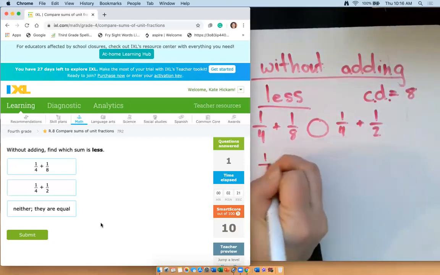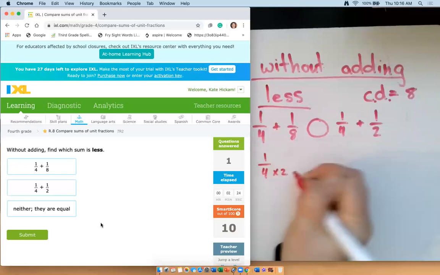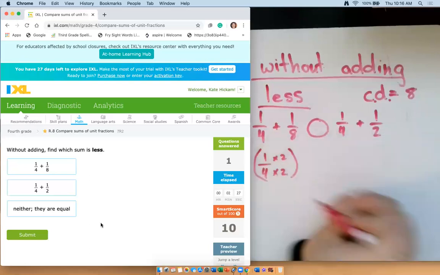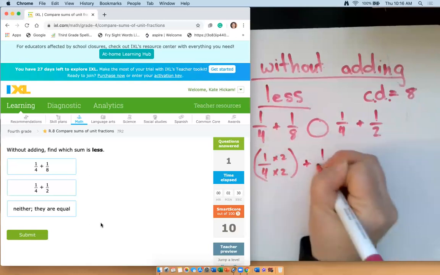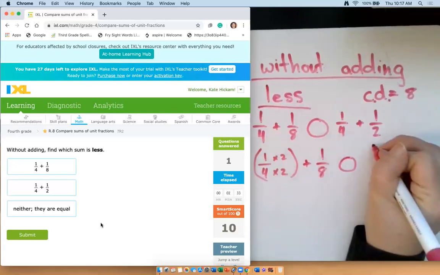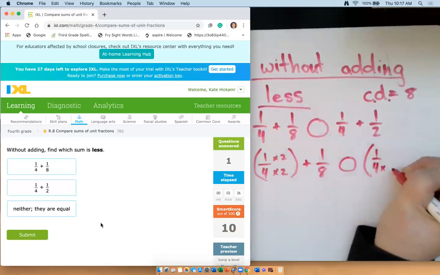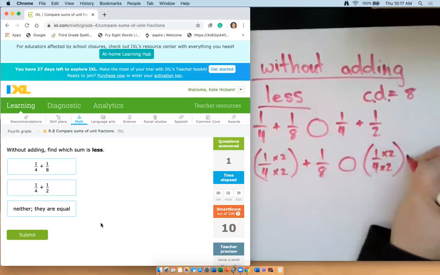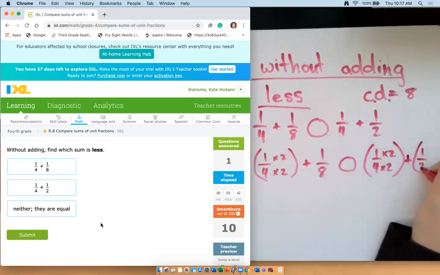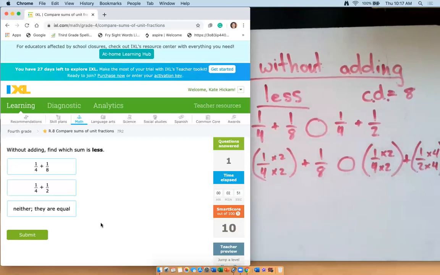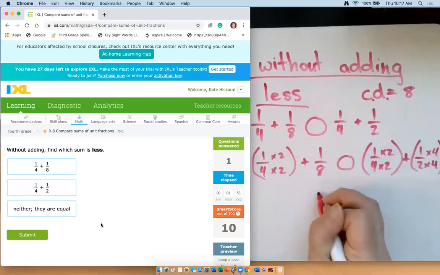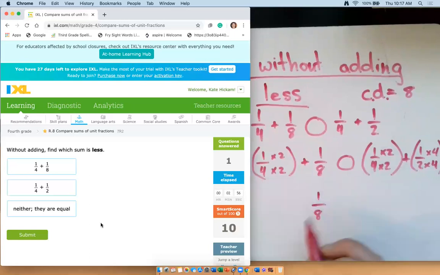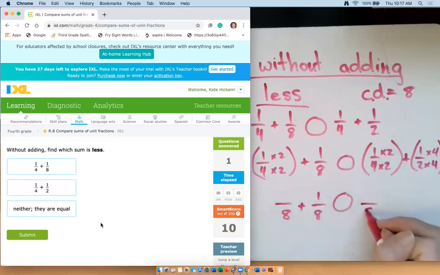So I have to change 1/4 times 2 because I got to get 8 as my denominator, plus 1/8 doesn't have to change, compared to 1/4 times 2 plus, then I have 1/2. 2 times what equals 8? 2 times 4. Whatever I do to the bottom, I do to the top. That's how I can do all of my multiplications so quickly. So this one's not going to change, 1/8. I know that my denominators are all going to become 8. Comparison bubble.